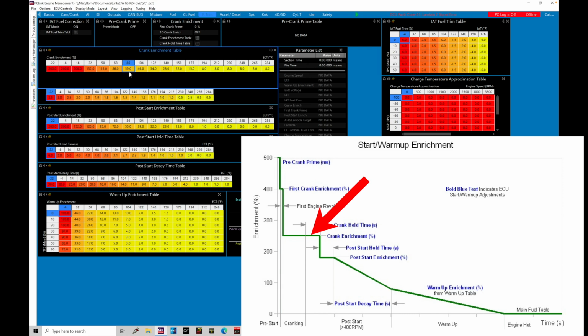So hopefully it's very clear that tipping point. It's 400 RPM or higher, it moves into the normal air and fuel model. 400 RPM and below, it uses specifically the cranking enrichment table.